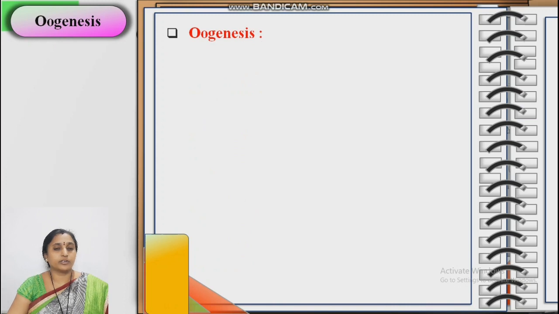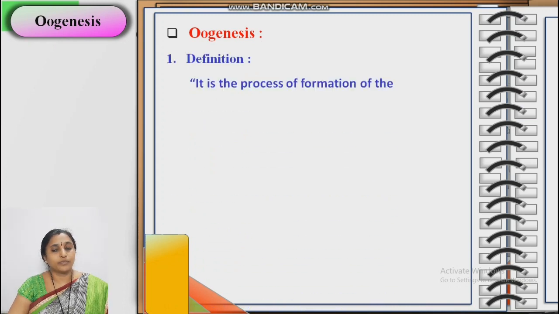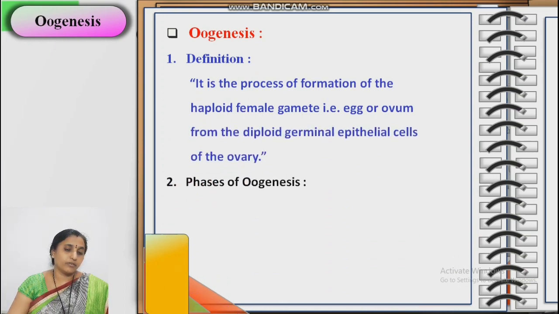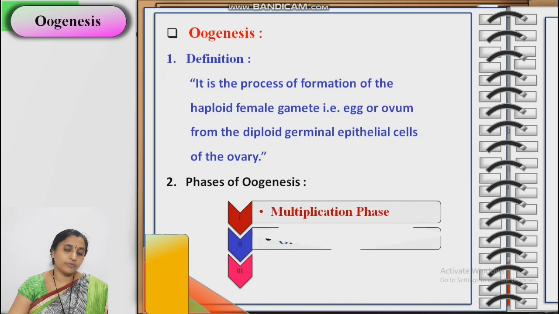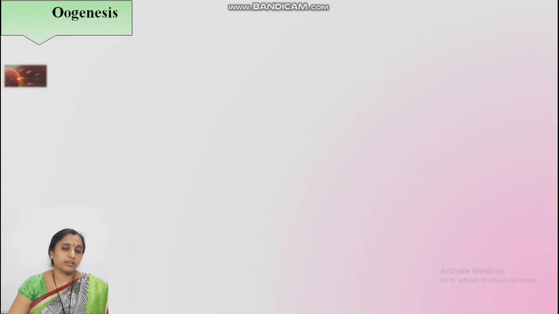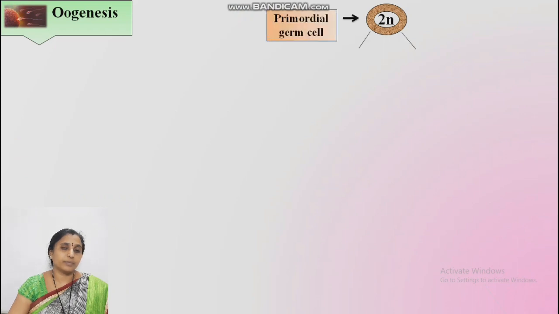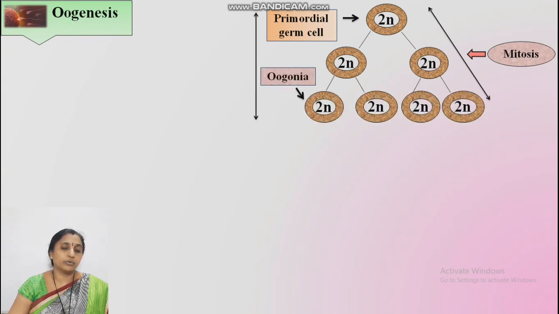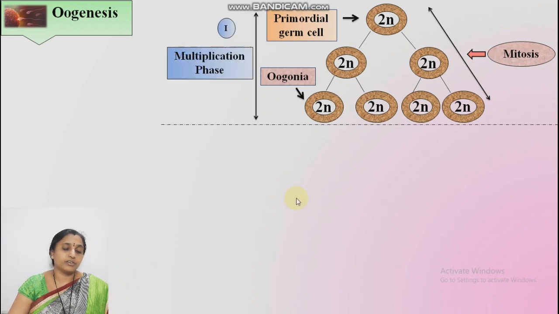Oogenesis, the second process of gametogenesis, is the formation of the female gamete or ovum from diploid germinal epithelial cells of the ovary. The phases of oogenesis are similar to spermatogenesis: multiplication phase, growth phase and maturation phase. See here in the diagram, diploid primordial germ cells present in the cortex of the ovary undergo mitosis and form oogonia. We already studied oogonia in the development of the ovary. Oogonia formation takes place in the fetus before birth. That is the multiplication phase.